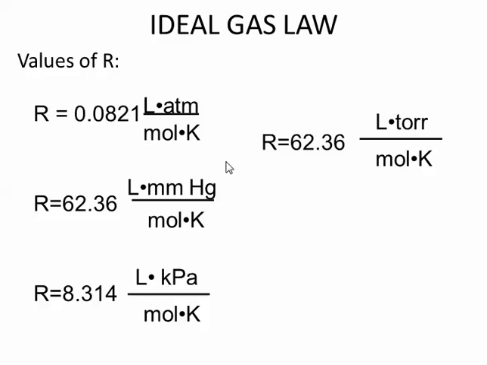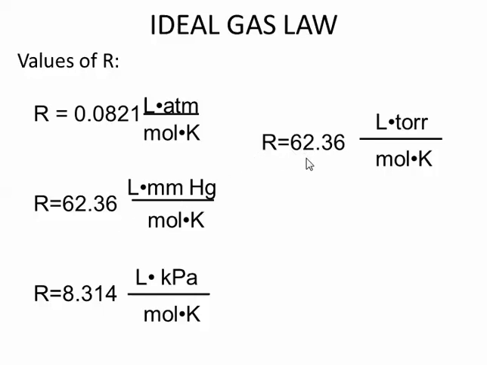So there are a lot of different values for R because there are a lot of different units for pressure. Most of our problems we'll try to do in atmospheres and millimeters of mercury. So to figure out which R you need to use, you need to look at your problem. If the pressure is in atmospheres, then you should use this first value for R, 0.0821. If it's in millimeters of mercury, you use 62.36. If it's in kilopascals, you use 8.31, and you see since torr is roughly equal or equal to millimeters of mercury, those two constants are the same.